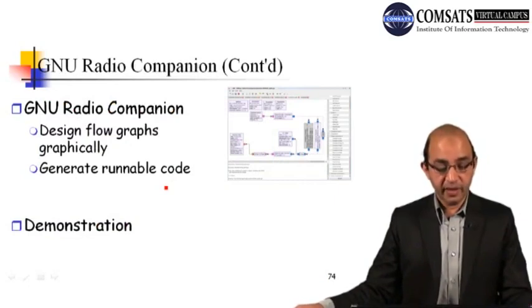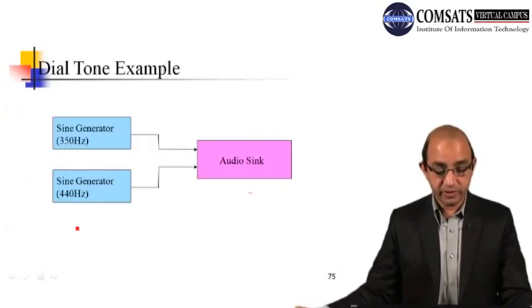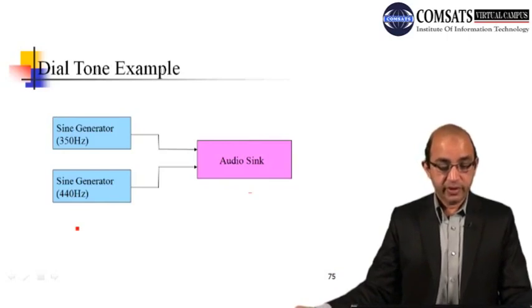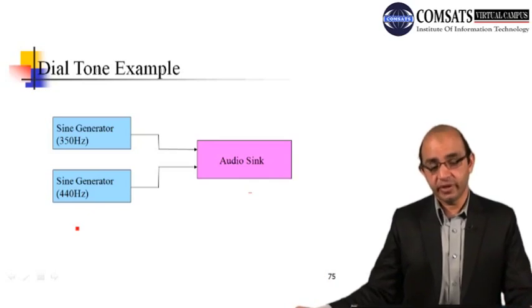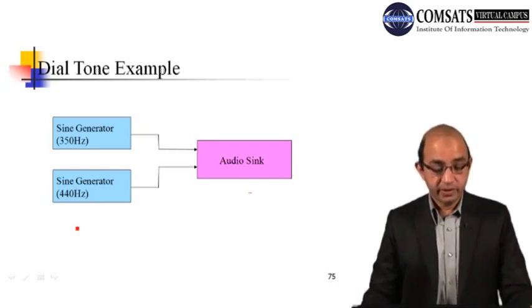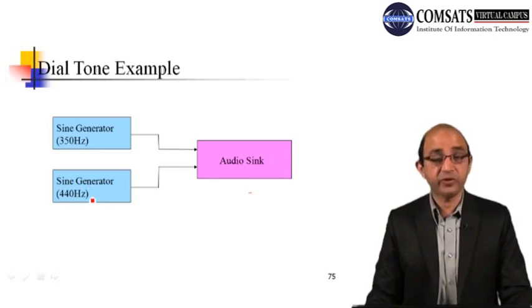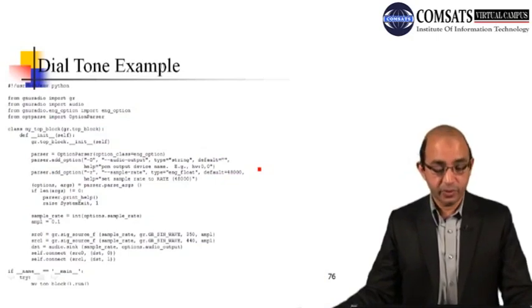So here is the GRC, GNU Radio Companion, design flow graph. We can perform different demonstrations. You can have built-in examples within GNU Radio. For example, here we have the dial tone example, a sine generator, and here is the sine wave generator at 440 hertz. And this is the audio sink. So here is the code for the dial tone example.